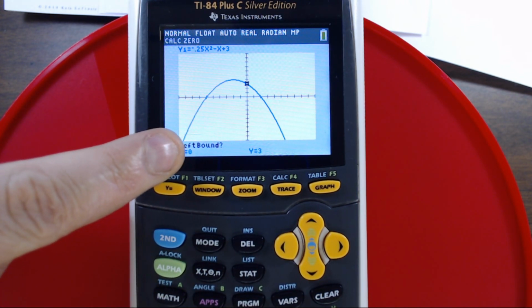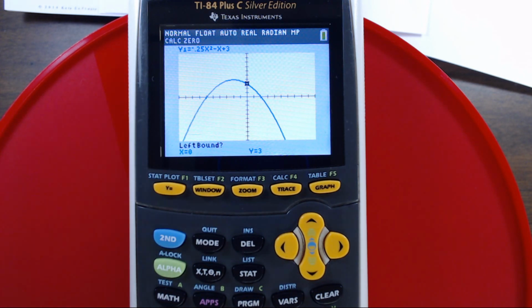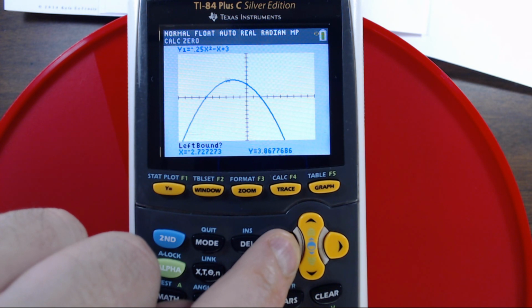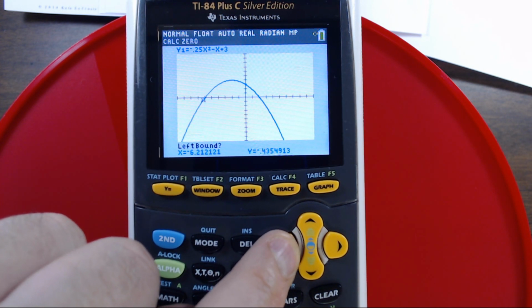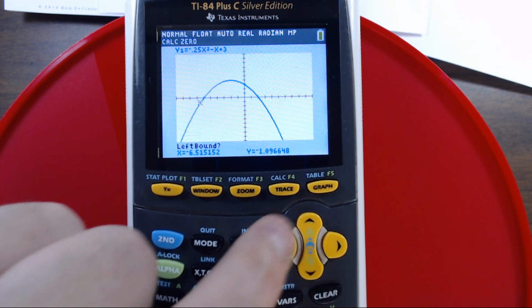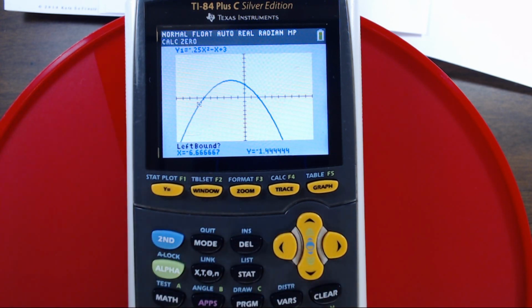Left bound. You need to take your cursor and cursor all the way over. You can press and hold. Oops, too far. Until it's just a little bit to the left of where that line crosses the x-axis on the left side. Then hit enter. And it's going to draw in a little vertical line.